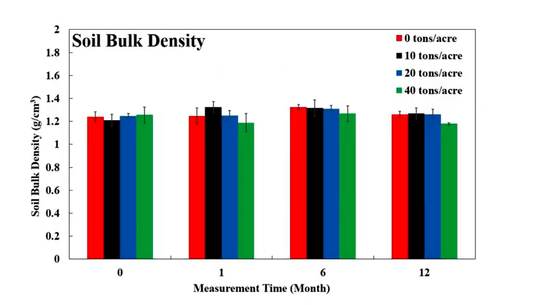Okay, let's look at the data. The x-axis is measurement time. The y-axis is the soil bulk density, gram per cubic centimeter. Red represents 0 tons per acre, black represents 10 tons per acre, blue 20 tons per acre, green 14 tons per acre. From this figure, we can see the soil bulk density does not change too much throughout the measurement times, which indicates that soil bulk density is a really steady property for the soil.